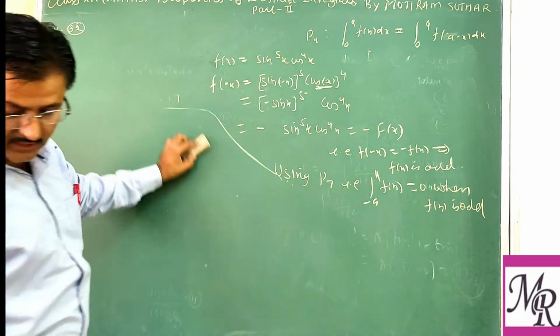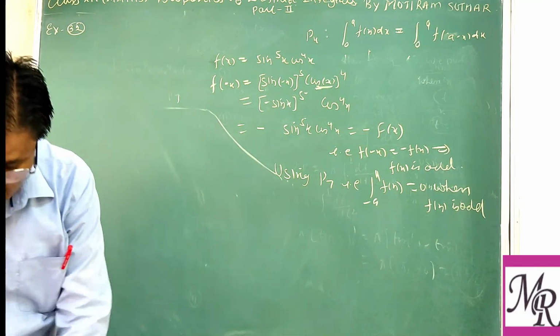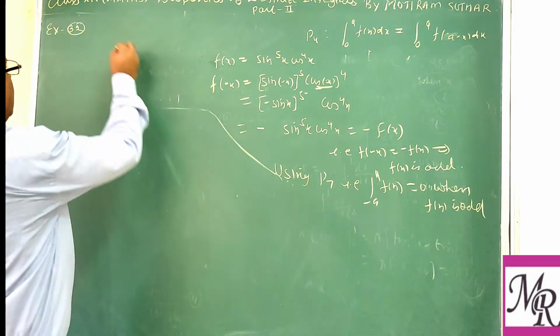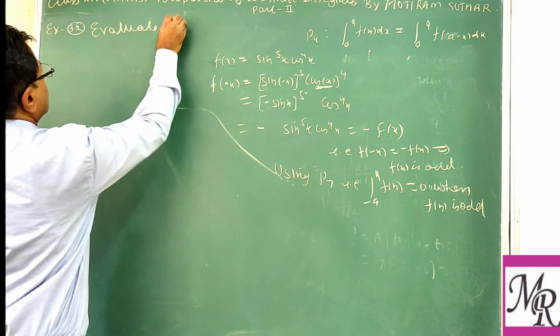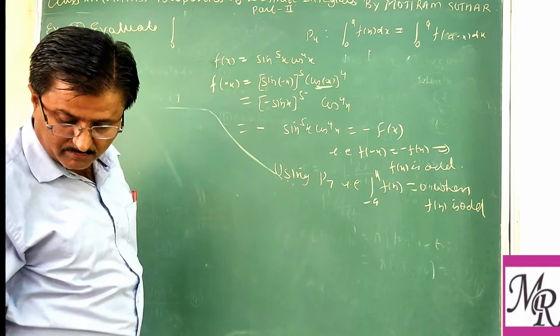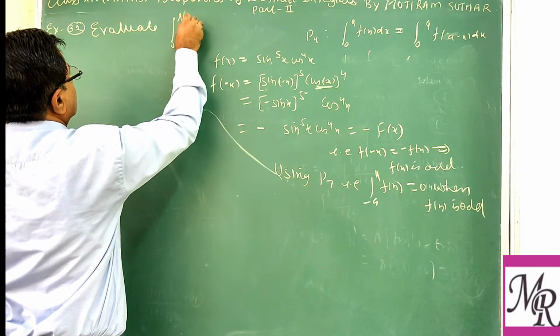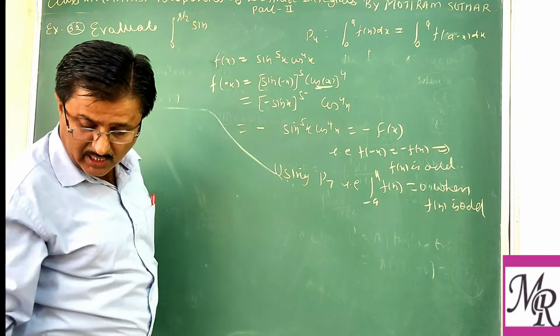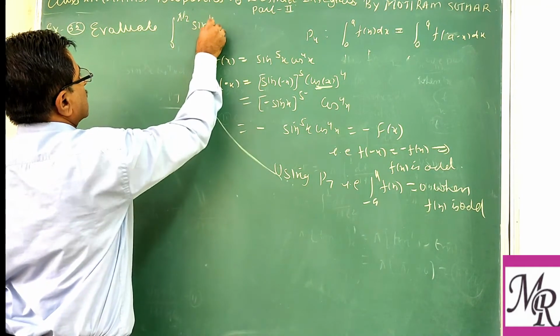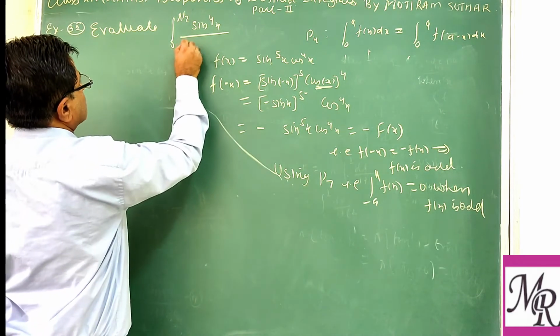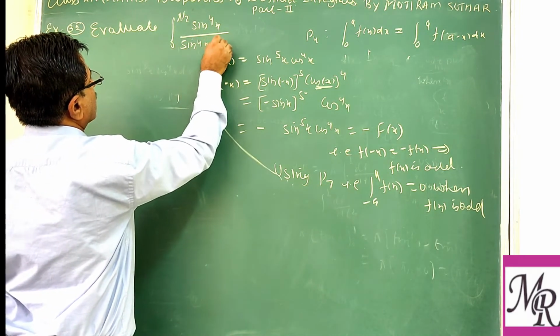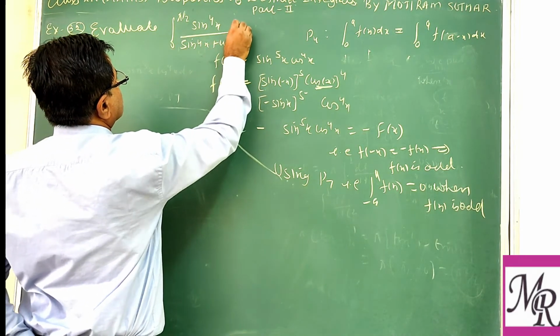Next example, say evaluate the integral from 0 to pi by 2 of sin power 4x upon sin power 4x plus cos power 4x dx.